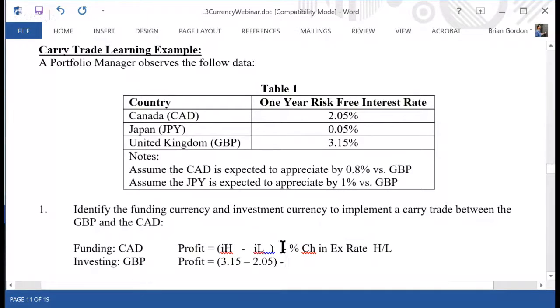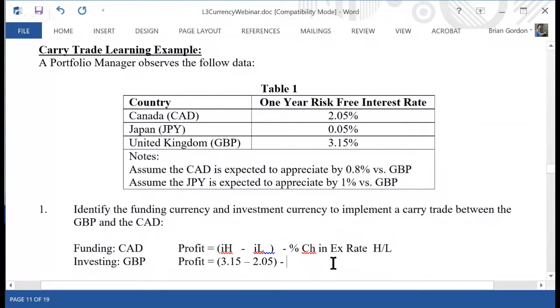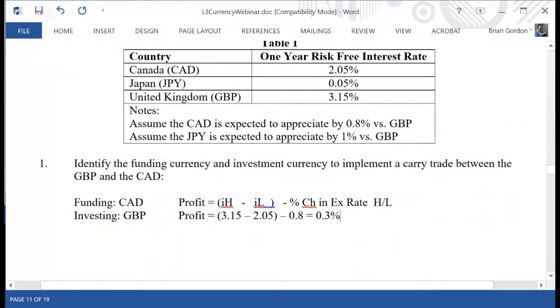Minus now the percentage change in the exchange rate, and this is the high over low. Well, they gave us the exchange rate for the Canadian dollar, the appreciation versus the British pound. The low yielding currency is the Canadian currency. So remember, right back from page 1, I will subtract off 0.8%. And if we do this math, I think we end up with a profit of 0.3%. There it is. That would be our profit. So again, a real simple exercise.